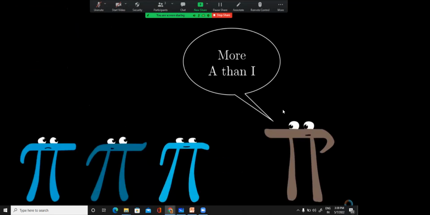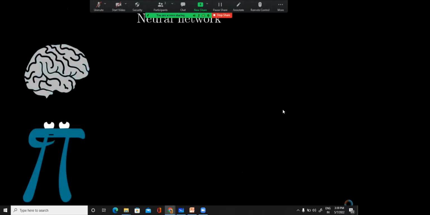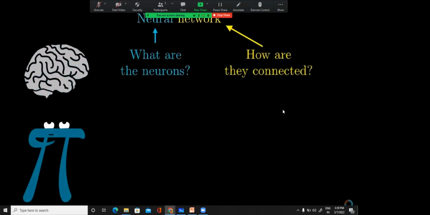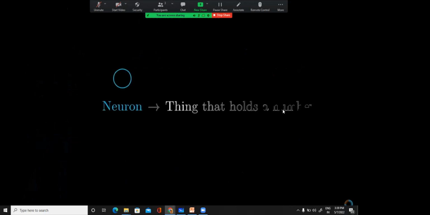As the name suggests, neural networks are inspired by the brain. But let's break that down. What are the neurons, and in what sense are they linked together? Right now, when I say neuron, all I want you to think about is a thing that holds a number. Specifically, a number between 0 and 1. It's really not more than that.